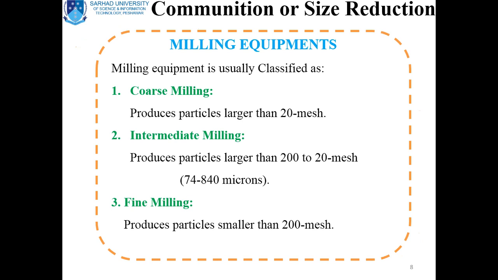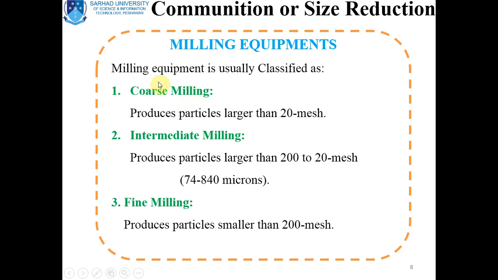For particle size reduction, there are different types of equipment which are termed milling equipments, and we want to classify the milling equipments on the basis of the particle size reduction. There are three main classifications on the basis of which we classify the equipment. The first one is coarse milling.